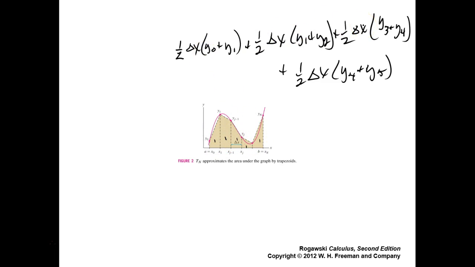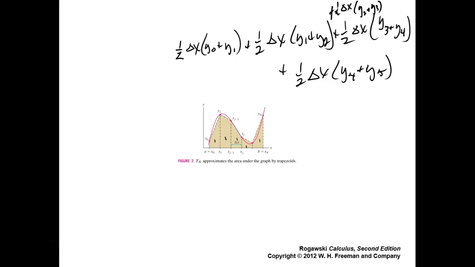1, 2, 3, 4, 5. Oh, I missed one. Oh, I missed this one. Plus 1/2 delta x times y2 plus y3. I didn't think I had enough terms there. That's five trapezoids. 1, 2, 3, 4, 5. Okay? Add those up. You approximate the area under the curve. Not going to be exact, but it's going to be close.